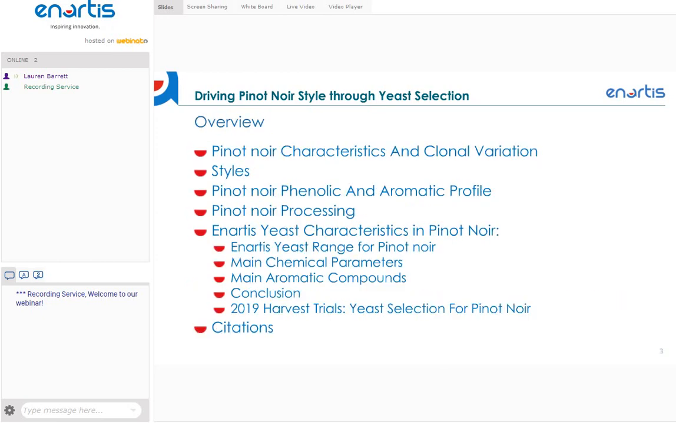But to get started on the bulk of the presentation, I first wanted to focus on Pinot Noir characteristics and clonal variation, go over some of the various styles of Pinot Noir, the phenolic and aromatic composition found in Pinot Noir, and then also some processing techniques. The majority of this presentation will be focusing on yeast characteristics in Pinot Noir from our range, sharing some of our chemical and aromatic data, and then also summarizing and concluding our findings.